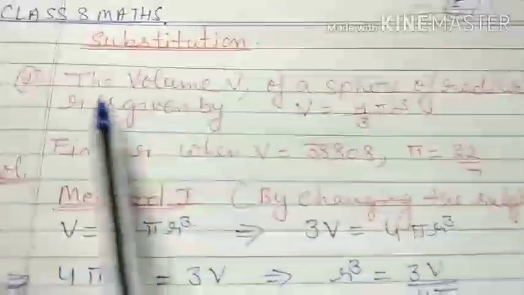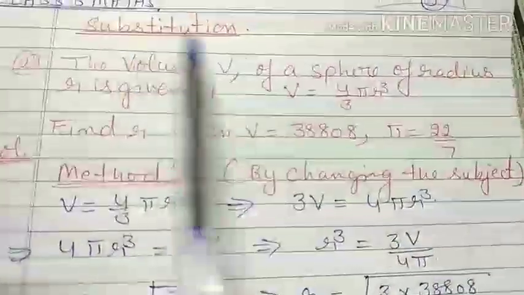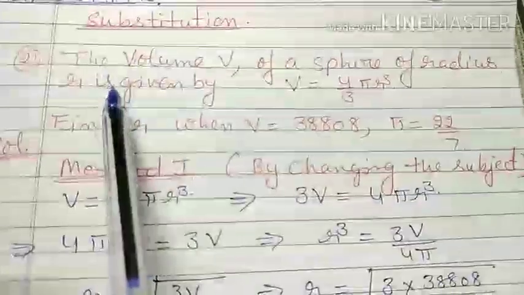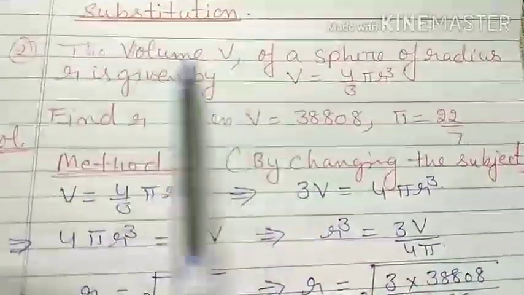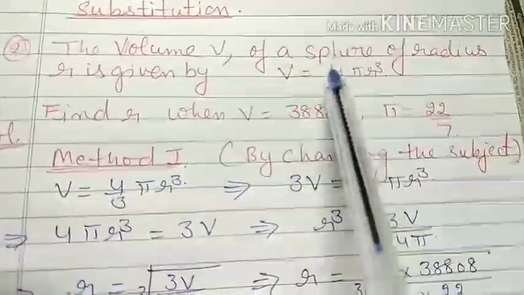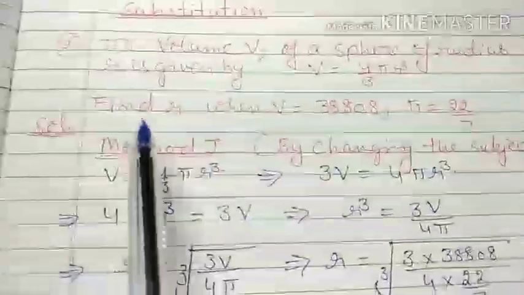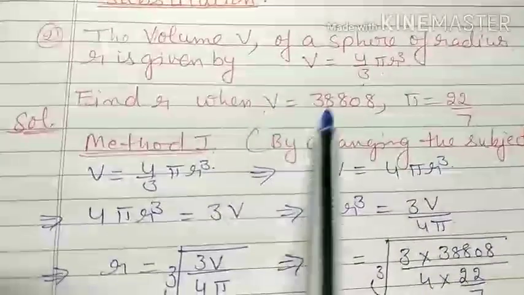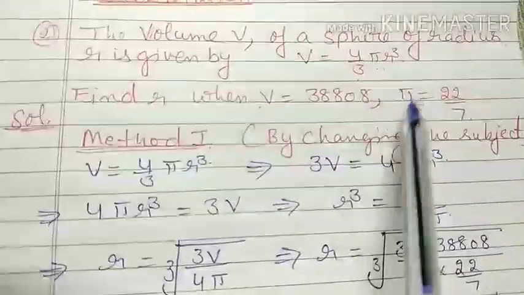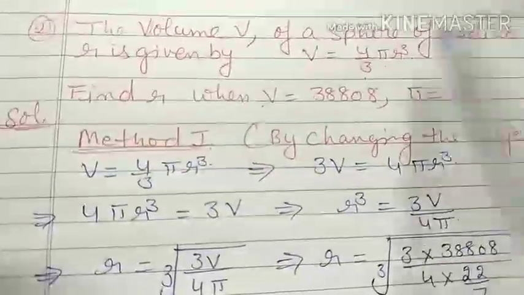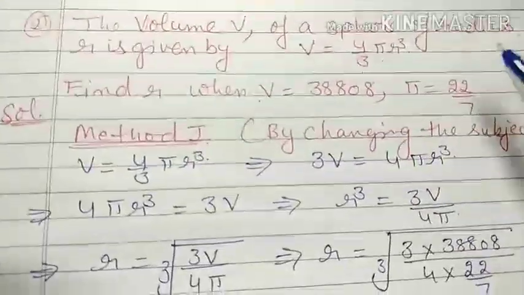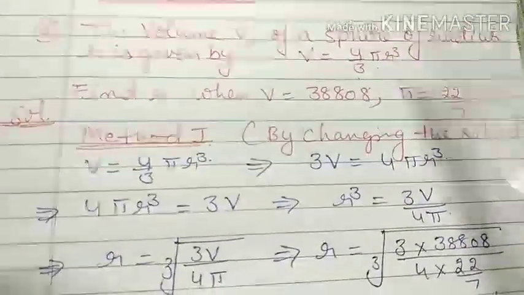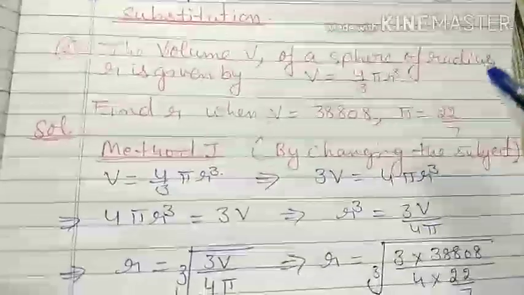then consider this question: the volume V of a sphere of radius r is given by V = 4/3 pi r cube. You have to find the value of r here, if the V value is 38,808 and the pi value is 22 by 7. Then you have two methods, because ultimately we have to find the value of r.